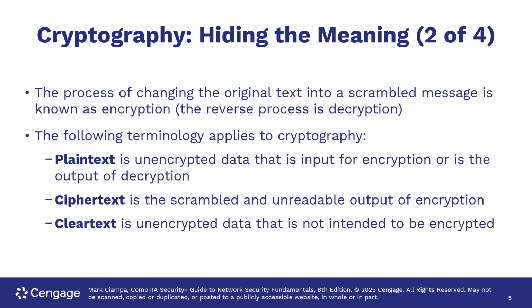So the process of changing the original text into a scrambled message is known as encryption. Anytime you change the original message, which is called plain text, the unencrypted data, and encrypt it, it becomes ciphertext, the scrambled and unreadable output of encryption. And clear text is the unencrypted data that is not intended to be encrypted. So in your encryption, you have your plain text and ciphertext.